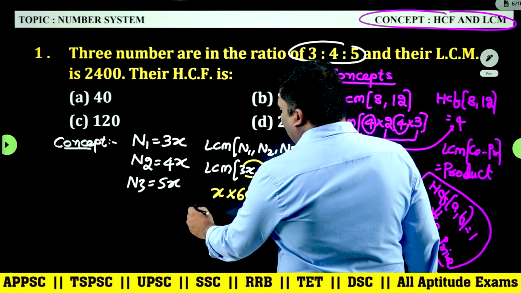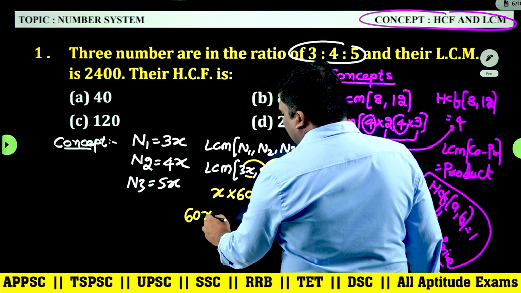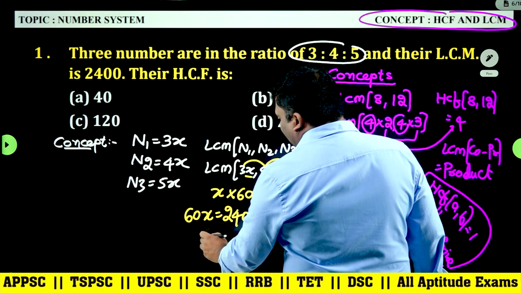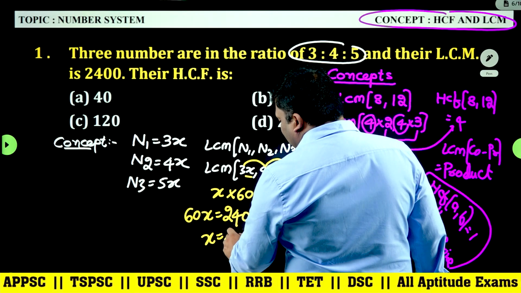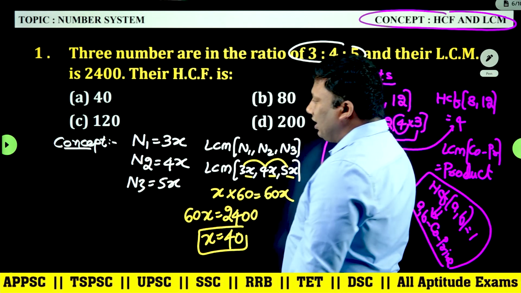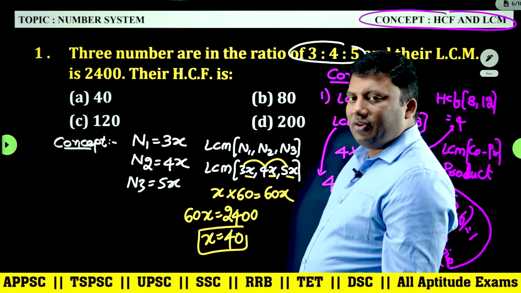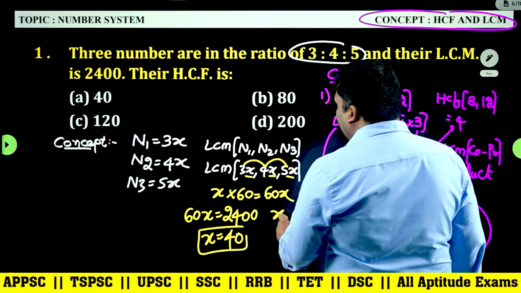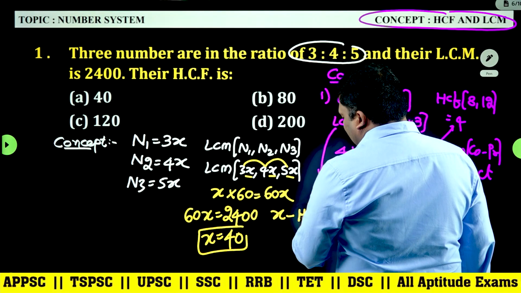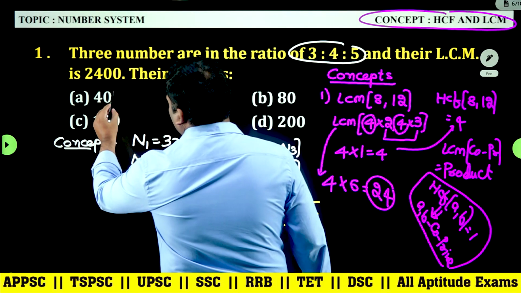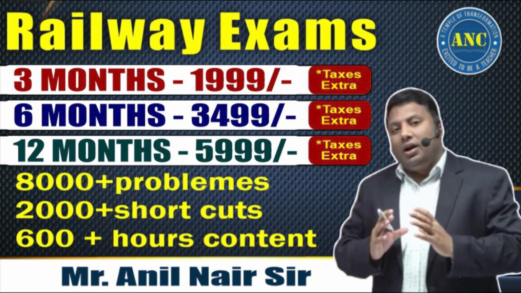What is given in the question? 60x is given as 2400. What will be the x value? The x value is 40. What is x? The common factor is the HCF. So the HCF of these numbers is 40.